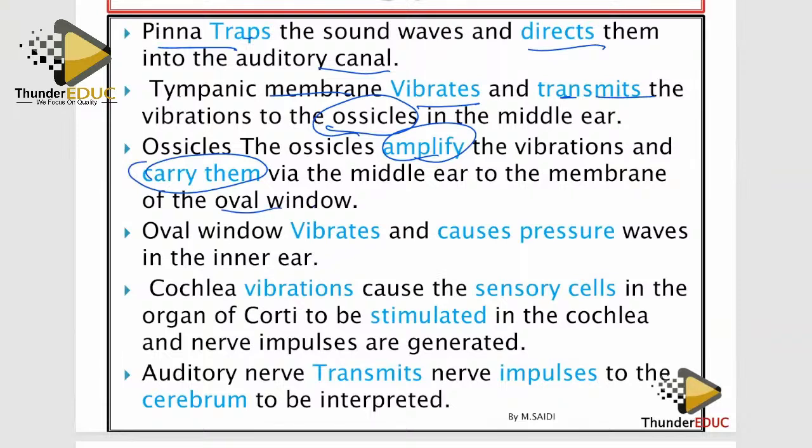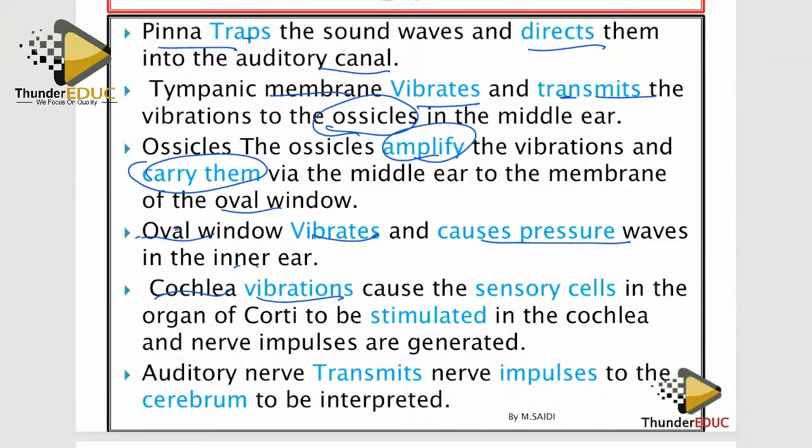You see, it goes to the oval window. So what's happening with the oval window? The oval window vibrates, causing the pressure wave in the inner ear. So it causes that pressure wave so that the fluid inside is able to shake. And now the cochlea vibrates. Remember, it is the cochlea fluid vibrating, not the cochlea itself.